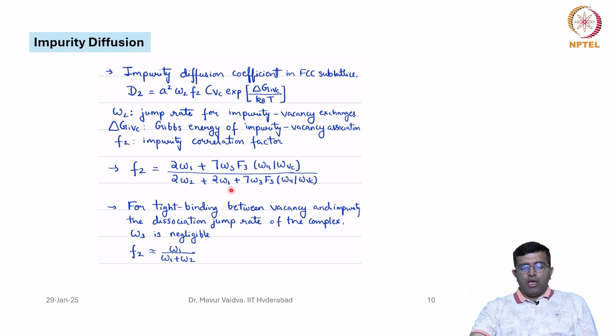And if the binding between the vacancy and impurity is tight, then the dissociation jump rate of the complex, omega 3, is negligible. If you neglect omega 3, you end up with f2 approximately equal to omega 1 divided by omega 1 plus omega 2.